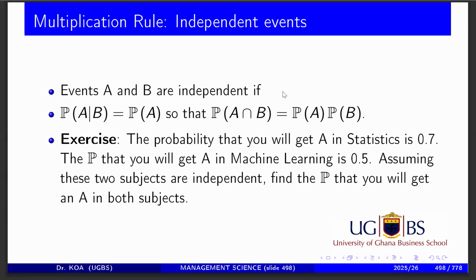Process that before we continue. Let's take an example. The probability that you will get A in statistics is 70%. The probability that you'll get A in machine learning is 50%. Assuming these two events are independent, what is the probability that you get A in both? Who can tell us? The answer will be 0.35. I need fractions. It's easy to cancel. 7 over 20.